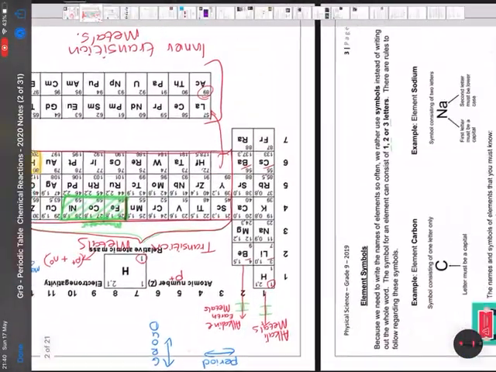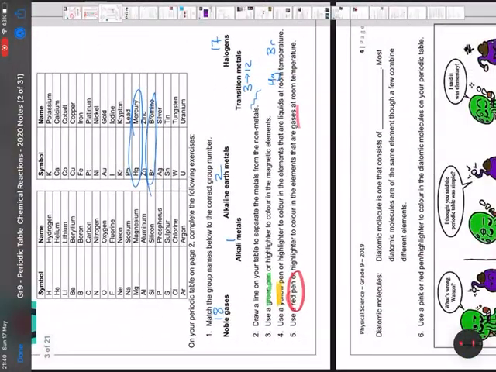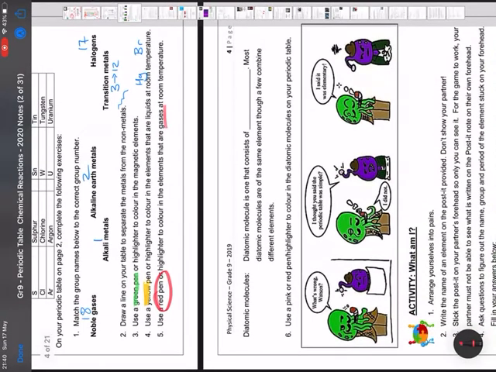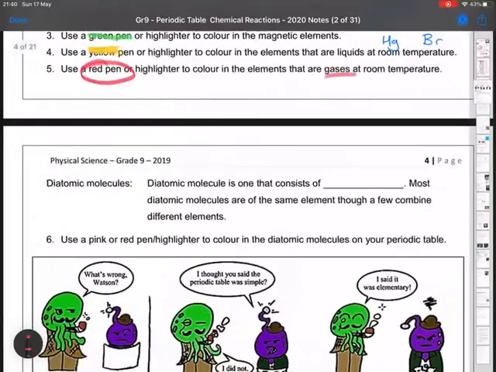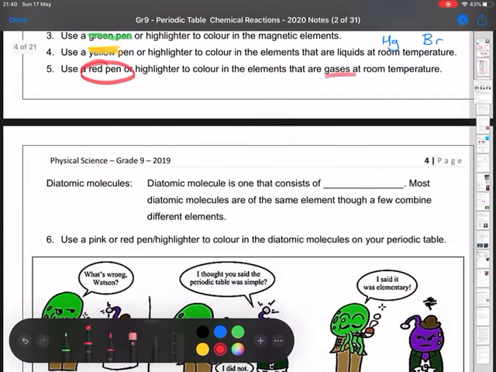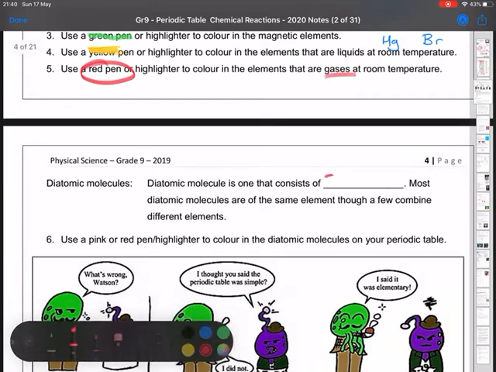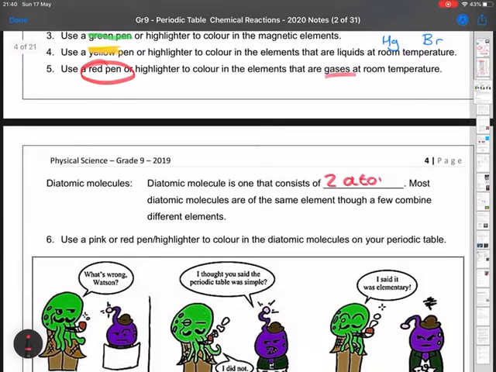Then we've got diatomic molecules. Diatomic molecules are molecules that consist of 2 atoms. Most diatomic molecules are of the same element, though a few combine different elements. So you need to use a pink or red highlighter or pen to colour in the diatomic molecules. Let's do that with pink.